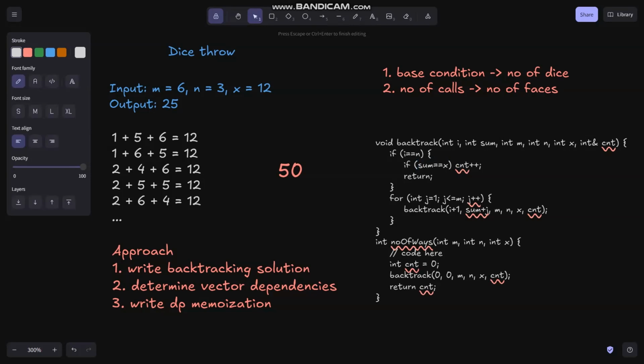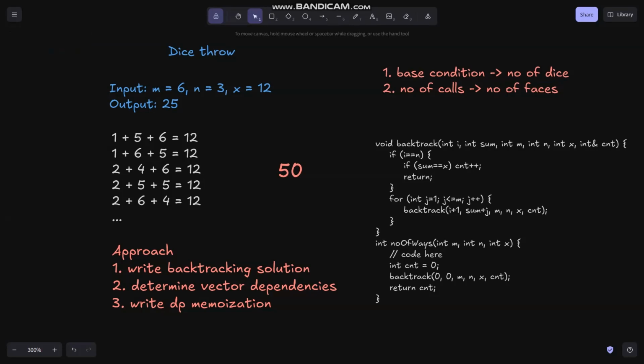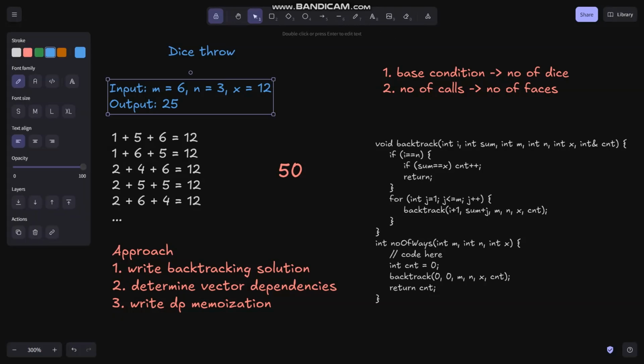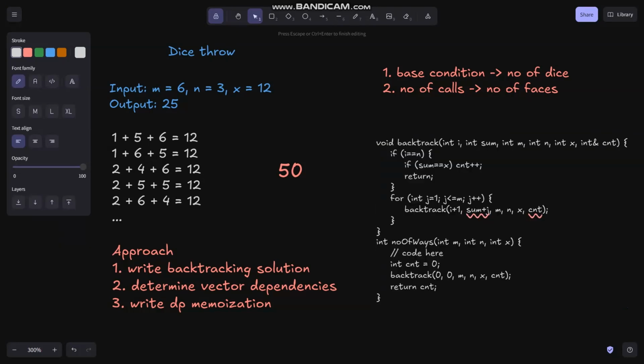And now we have to determine the number of calls. Now the number of calls is basically the number of faces. How? Because we are having 6 faces, so we can have anything from 1 to 6 on the top face of our dice. So we have to consider every case. So that is why we are looping from 1 to m, and we are incrementing i by 1 to move to the next dice, and we are adding the current top face value that is held in j.